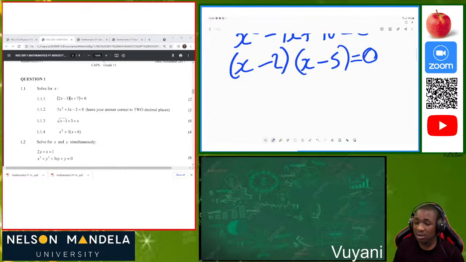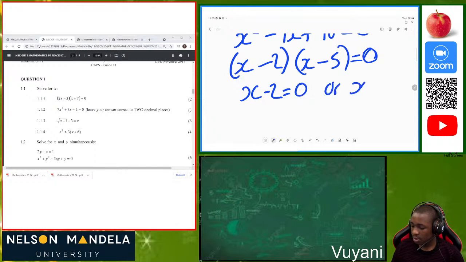Then now, coming to the first question which we had, these are already factors. Now we have solved and now we have factors. So it's now easy. We just have to equate to 0, so x minus 5 is equal to 0.